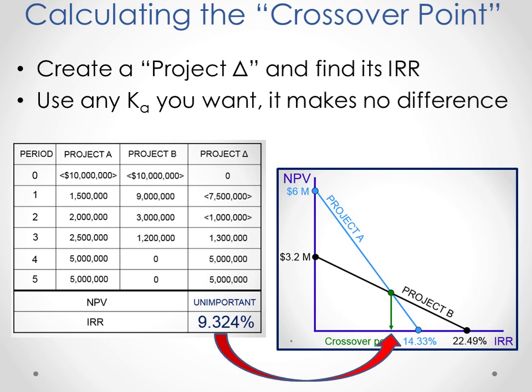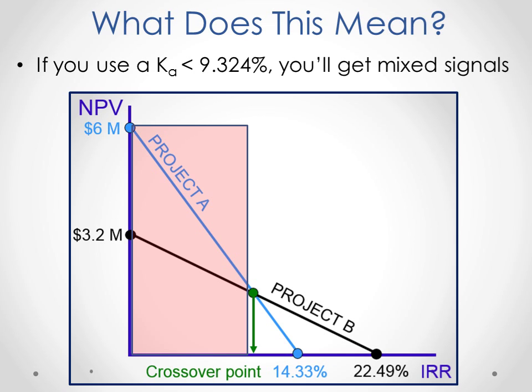What that means is this. Go to the next slide. So what this means is if we are using a cost of capital of less than 9.324%, we will be to the left of that green intersection dot. And at that point, we're going to get mixed signals because the internal rate of return for project B will always be 22.49%, and the internal rate of return for project A will always be 14.33. So the internal rate of return for B will always be higher than the internal rate of return for A.